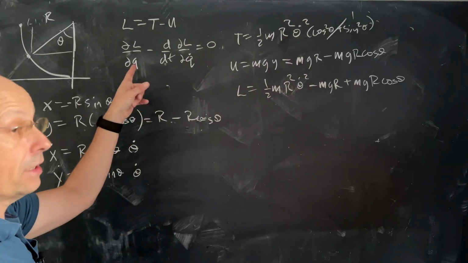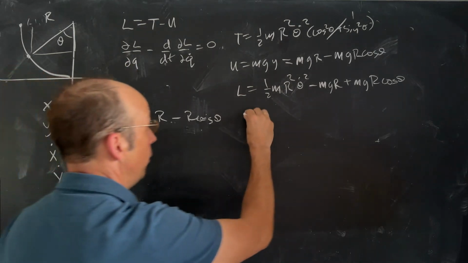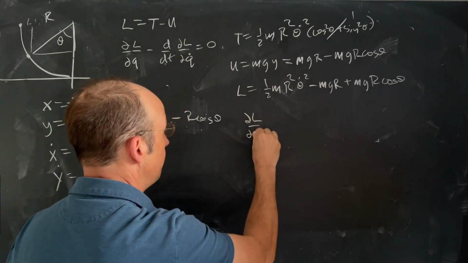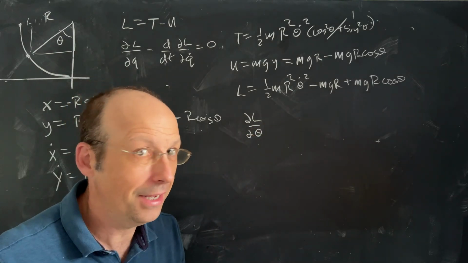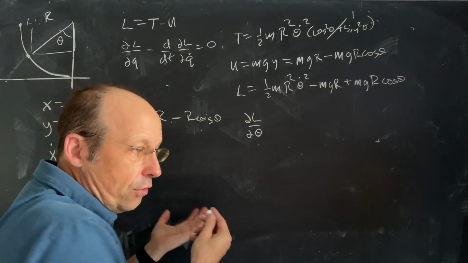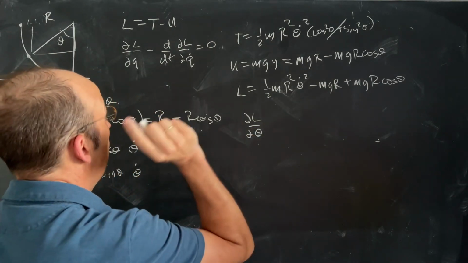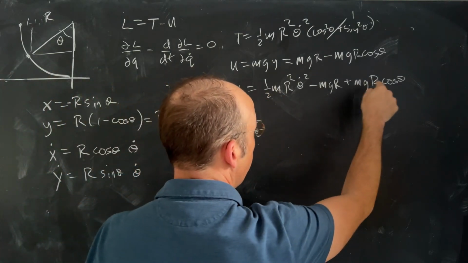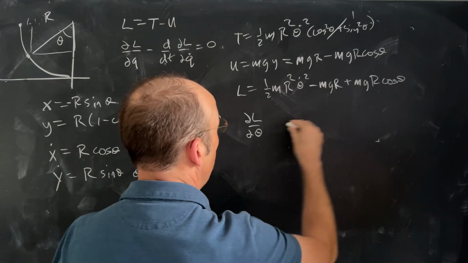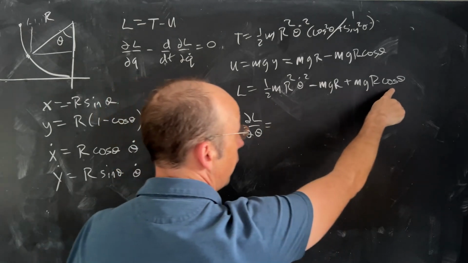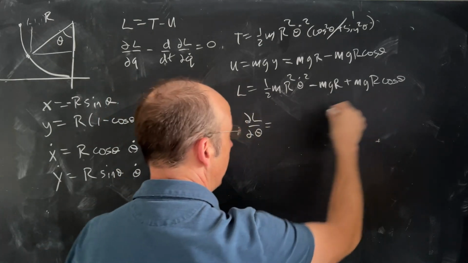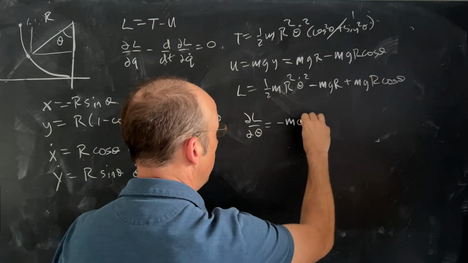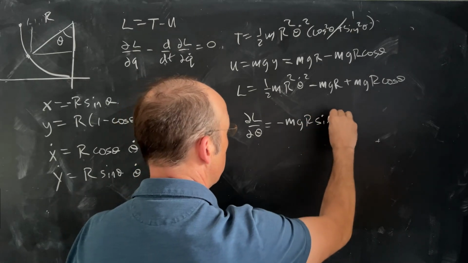So now I can start taking derivatives. Let's do the partial of L with respect to theta. This does look like a pendulum. It is a pendulum, and you'll see why. But it's useful to work it out. Okay. The partial of L with respect to theta. No theta right there. That's my only theta. So I'm going to get the derivative of cosine is negative sine. So I get negative mgr sine theta.